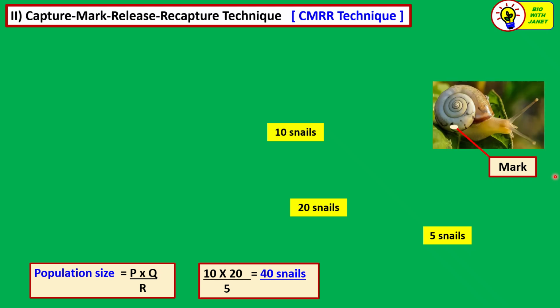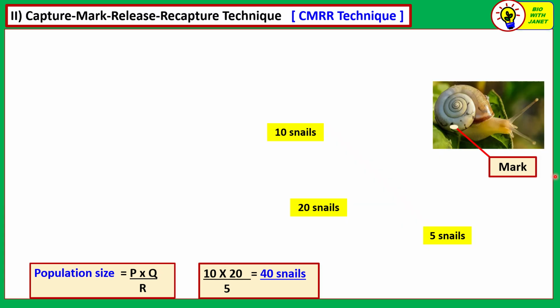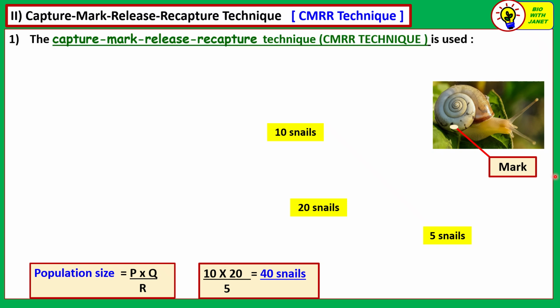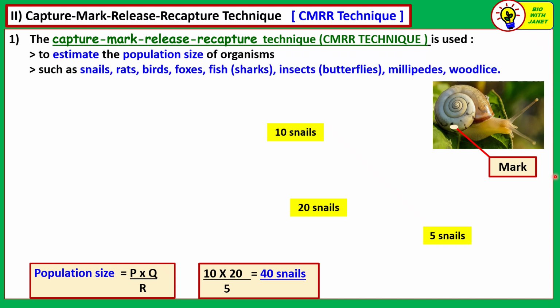Now, what is this technique called the Capture, Mark, Release, Recapture technique? So the CMRR technique is used to estimate the population size of organisms or animals such as snails, rats, birds, foxes, fish, for example, sharks, and invertebrates even, like insects, such as butterflies, millipedes, and woodlice. Now, millipedes and woodlice are invertebrates that live in the soil. These animals can move freely in the area of study. So they must be able to move freely so that the marked animals can mix with the unmarked ones.